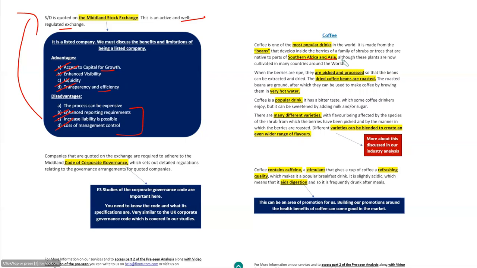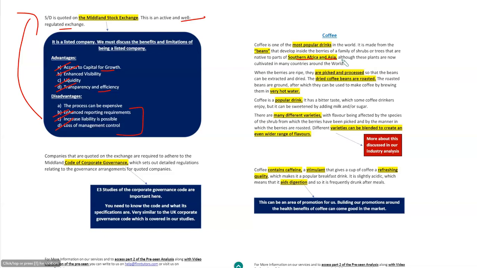Coffee is a popular drink. It has a bitter taste, but it can be sweetened with milk and sugar. There are many different varieties of coffee, and different varieties can be blended to create an even wider range of flavors. Now we'll discuss more about this. It's already been discussed in the industry analysis that we made.